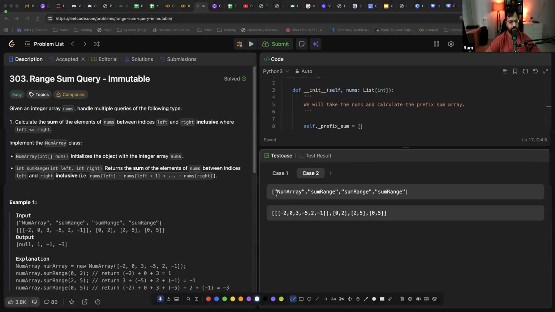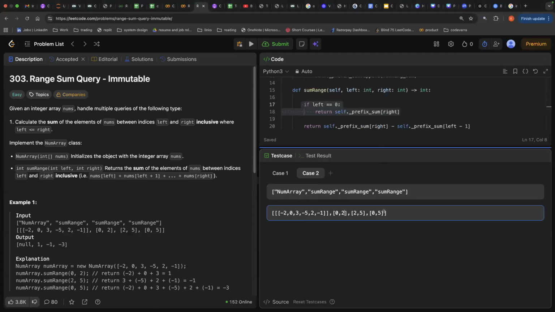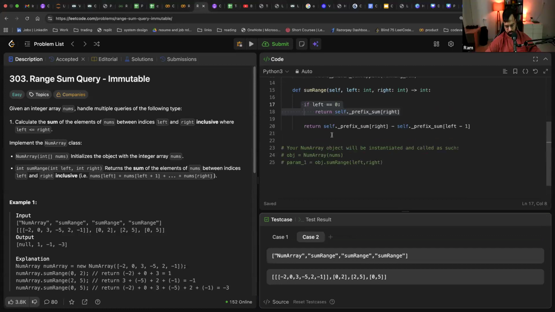So Leetcode is saying that first I'm going to give you the nums array. I'm going to call this method, which is the init method. I'm going to give you these nums. Here we are looking for nums, right? So this function is going to take nums. This function will be called. After that, they are going to call the sumRange function.